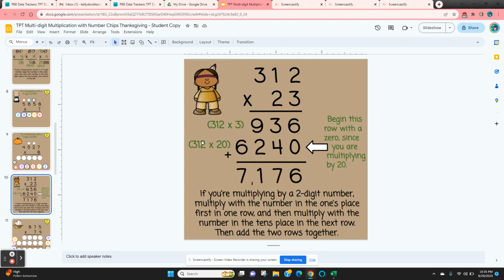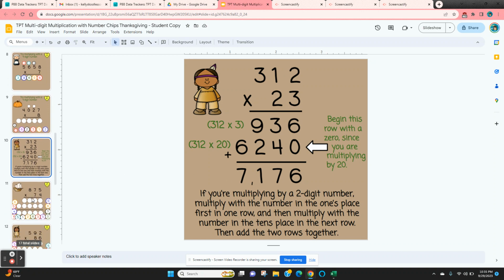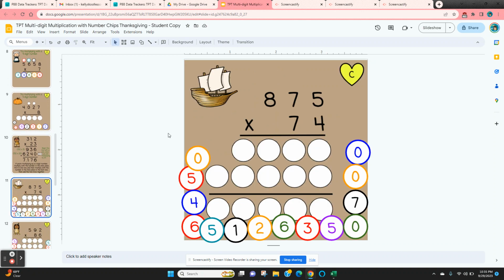Then you're going to show them what to do when we have a two-digit number in the second row. So we're going to actually have two sets of multiplication here. We're going to take 312 times 3 first, and then 312 times 20. And then we're going to take those two products and add them together. So the next slide is getting a little bit more difficult, so there are more numbers. And again, if they get toward the end and the numbers aren't working, they know they've made an error and they need to go back and check.